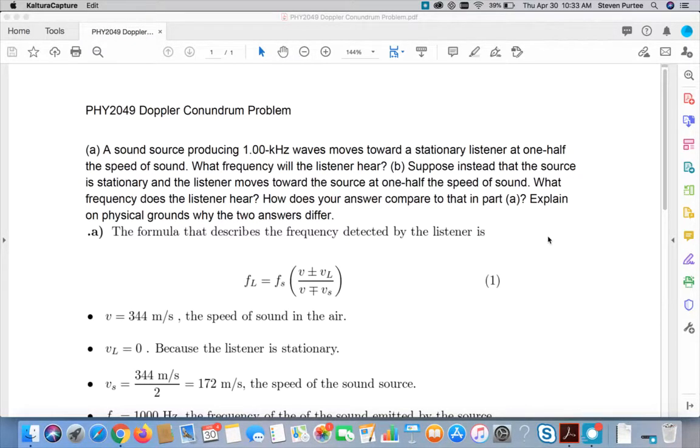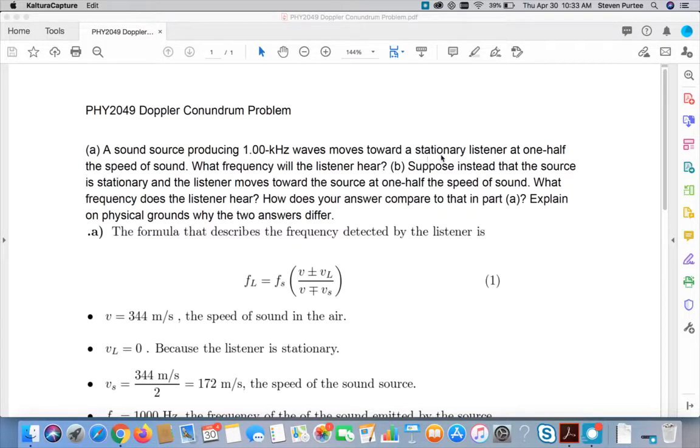Okay, this is a good Doppler problem, and I like it because it's kind of a conundrum. So pause the video and read the setup. Okay, hopefully you've done that. So we're going to look at the same thing from two different standpoints. We have a sound source producing 1 kilohertz waves.